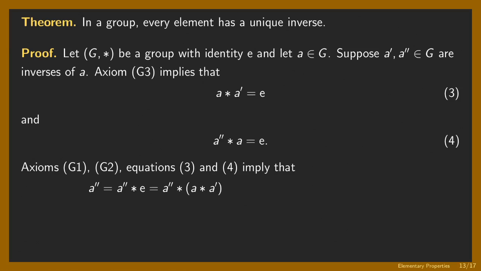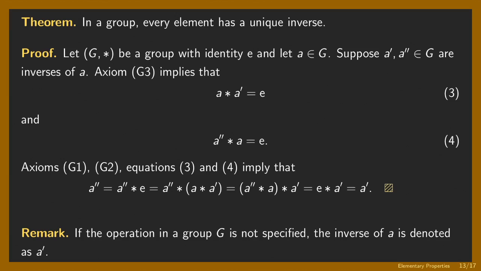Now, by equation 3, I could replace this E by A star A prime. And by G1, which is the associative property, I can move the parentheses there. And by equation 4, this is equal to E. And by axiom G2, E times A prime must be equal to A prime. And that proves that the inverses A double prime and A prime are just the same. So uniqueness is now guaranteed.